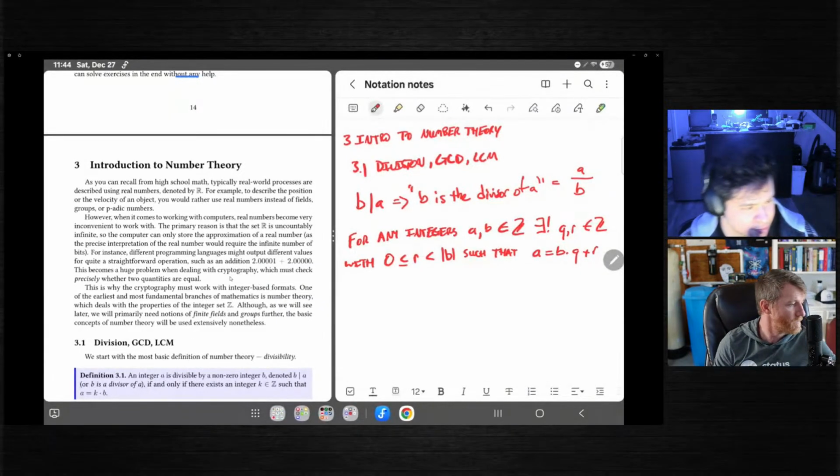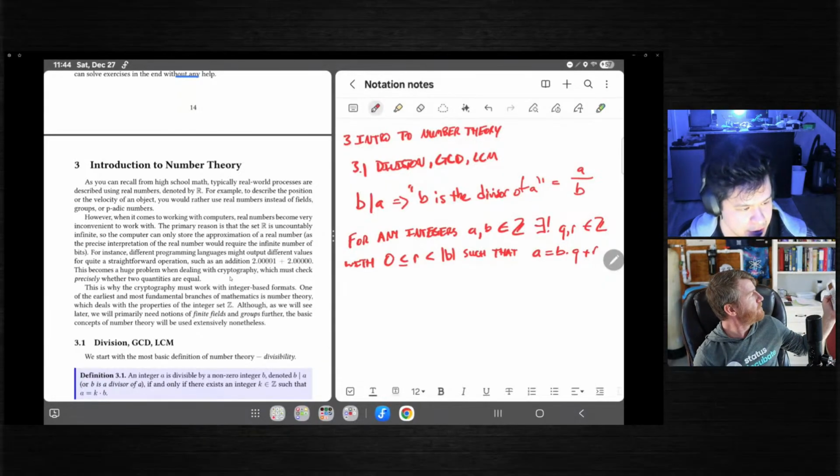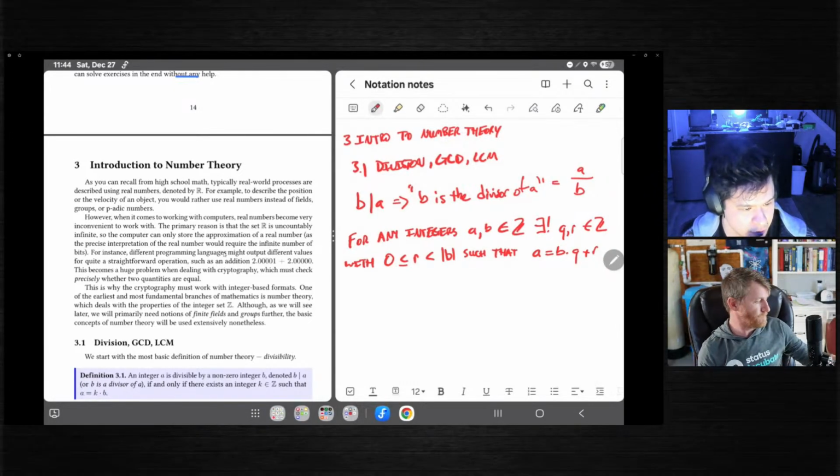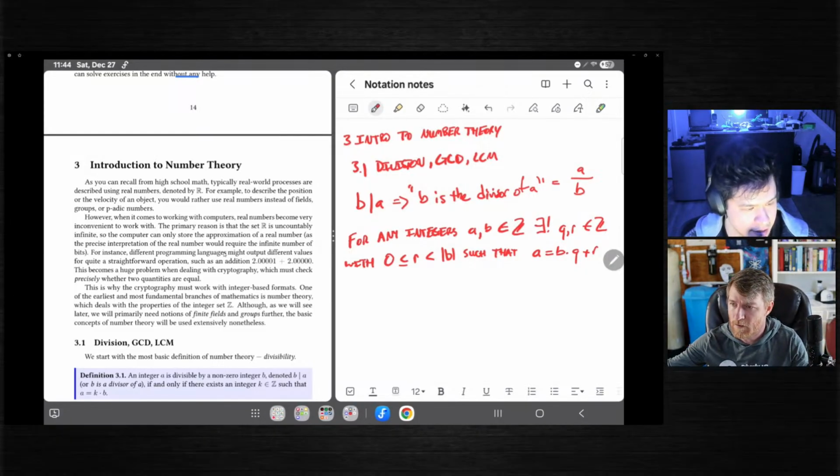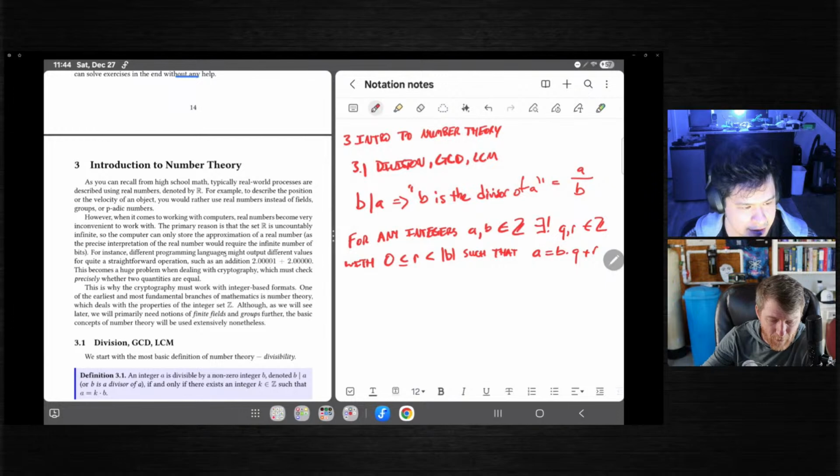Okay, I'll read the next part. So, introduction to number theory. As you can recall from high school math, typically real-world processes are described using real numbers denoted by, how do I say this? Just R.